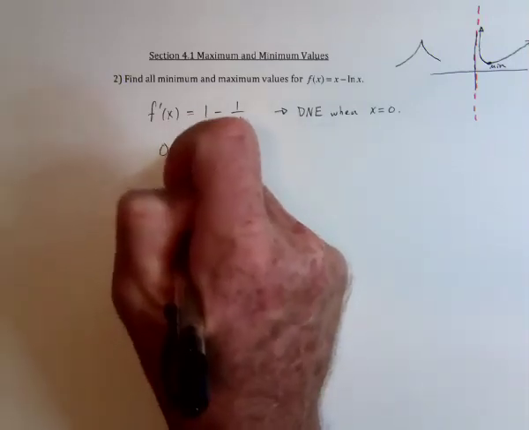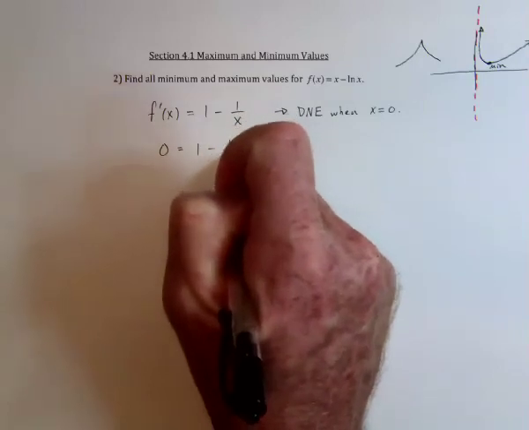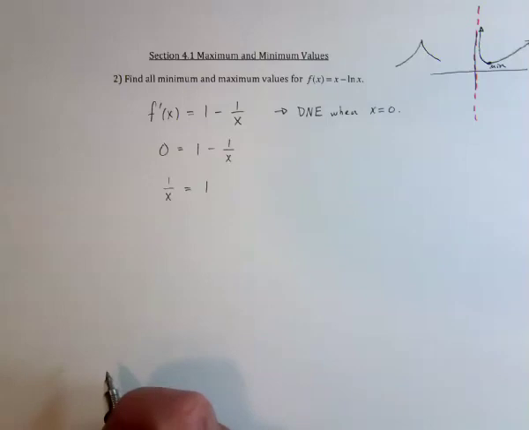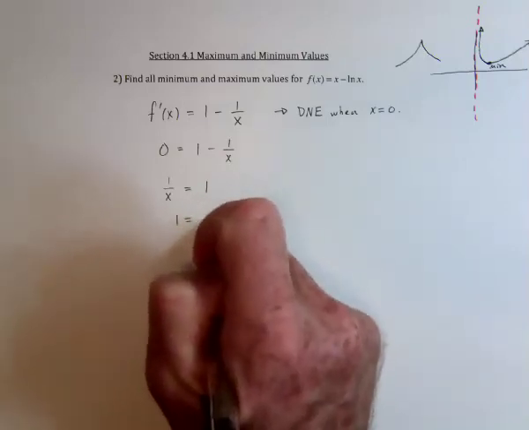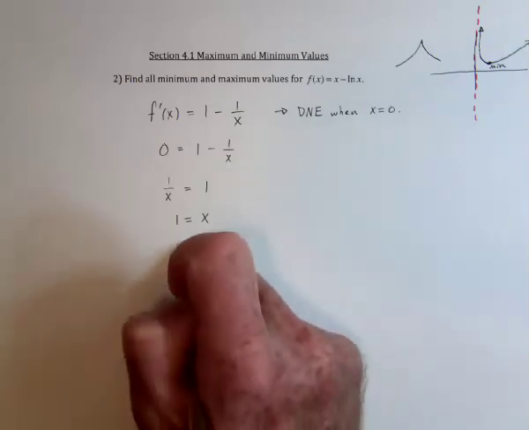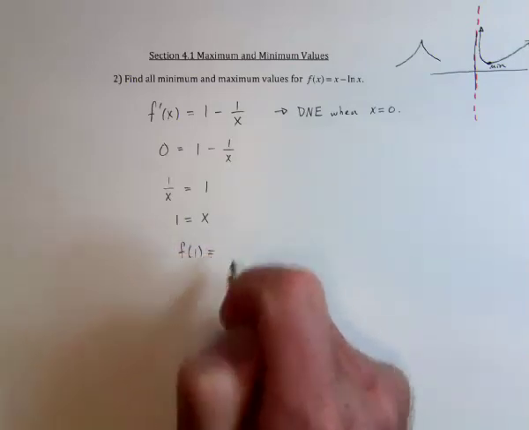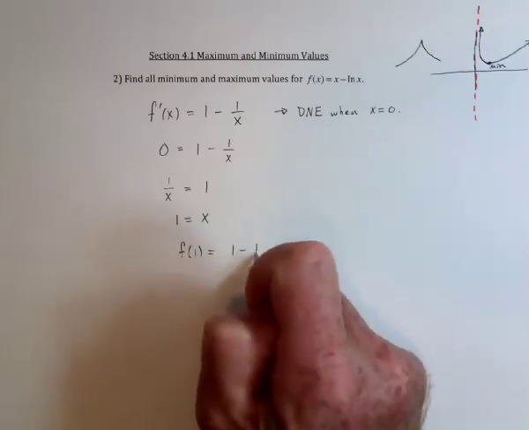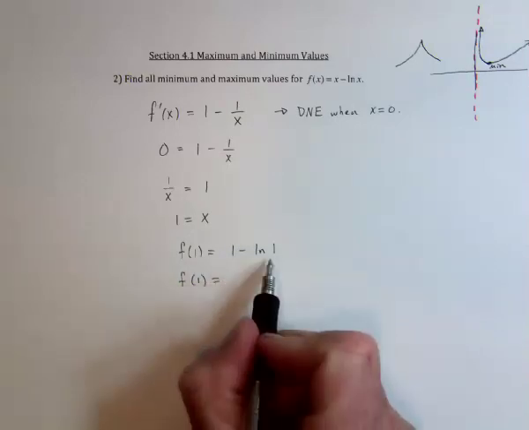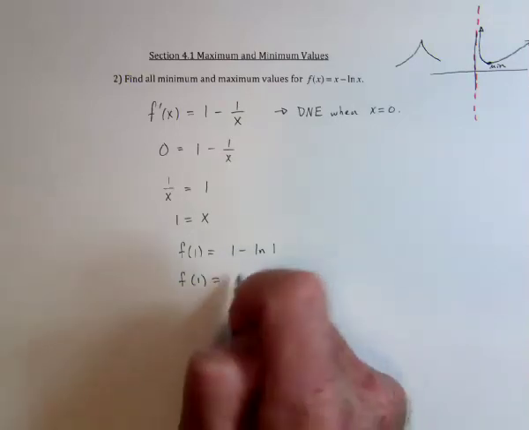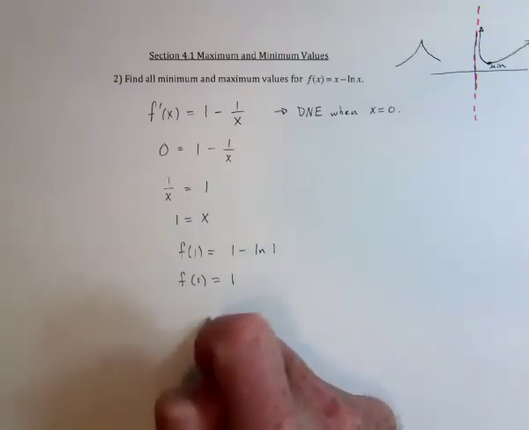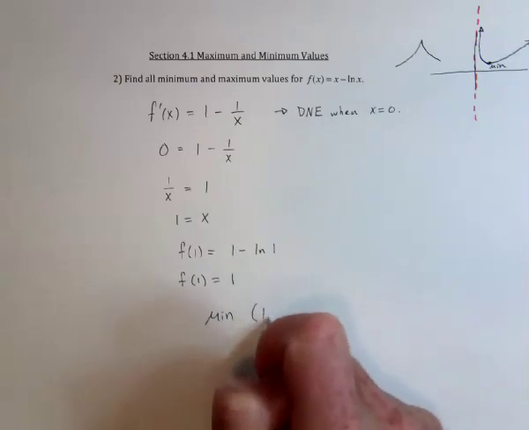Next up, set the derivative equal to 0 for the horizontal tangent line. So if I move the 1 over x to the other side, it becomes positive. And then cross multiply, and we see, sure enough, x is equal to 1. So then, what's the value of the function when x equals 1? Well, the natural log of 1 is 0, so it's going to be 1 for x and 1 for y. And so we have a minimum at 1, 1.